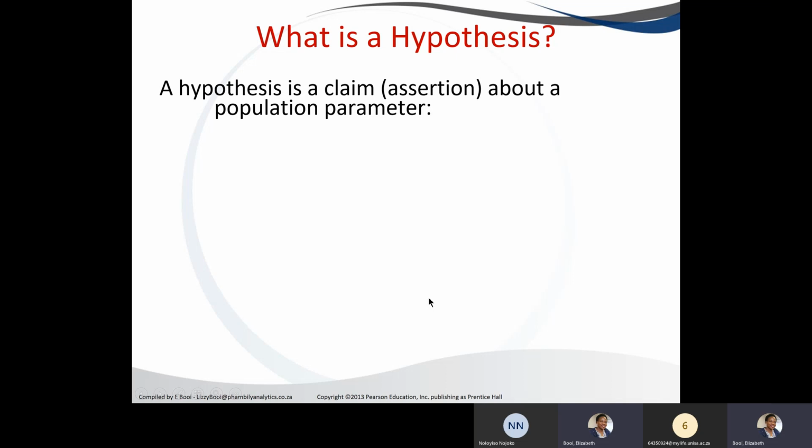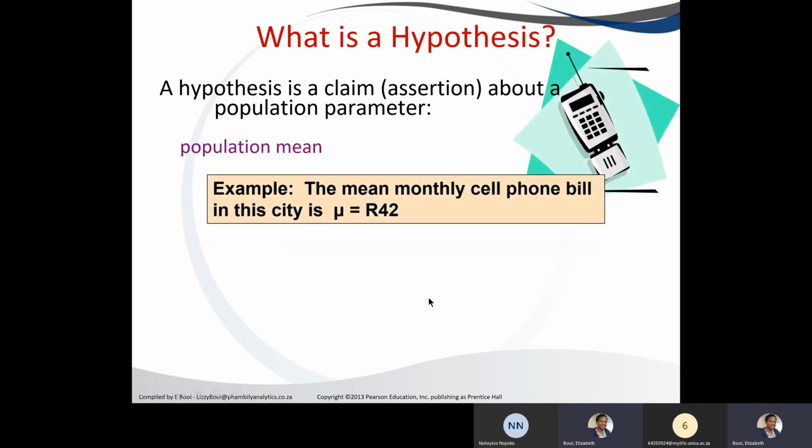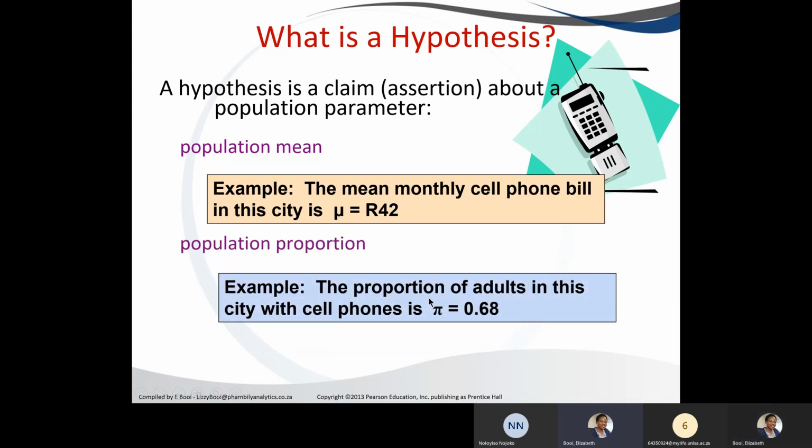That's what hypothesis testing is about. The researcher will want to make a claim about a certain phenomenon. And we usually use the population parameter to test that, because you have to take the results and infer them back from the sample to your population. So we can use the population mean or we can use the population proportion to make that claim.